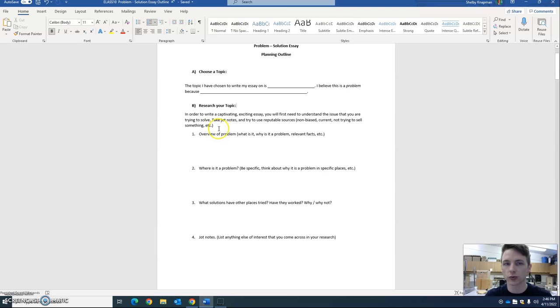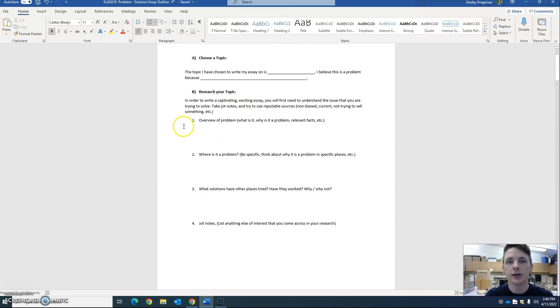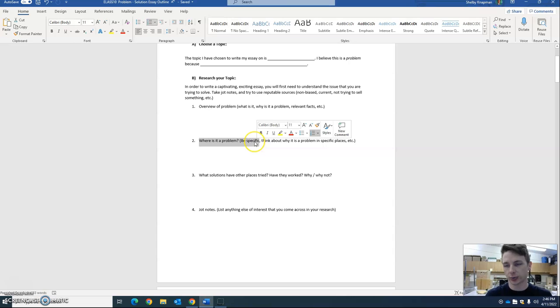But basically, you're going to research first the problem you've chosen. So, overview of the problem. What is it? Why is it a problem? Some relevant facts that you've found. Where is it a problem? A lot of students struggle with this. What do you mean where?